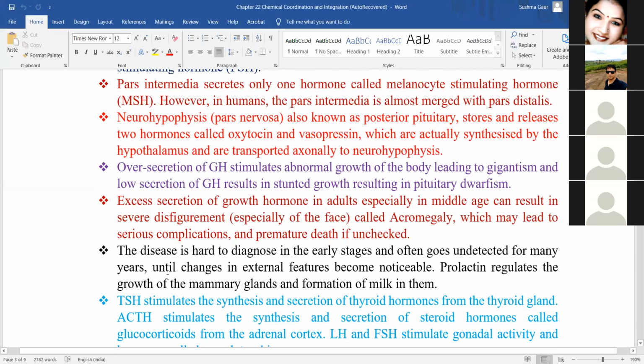Wait, give me 1 minute. Let me, while teaching, a question came to my mind. I think this oxytocin and vasopressin will be secreted when we get scared. I think they will be produced. 1 minute.